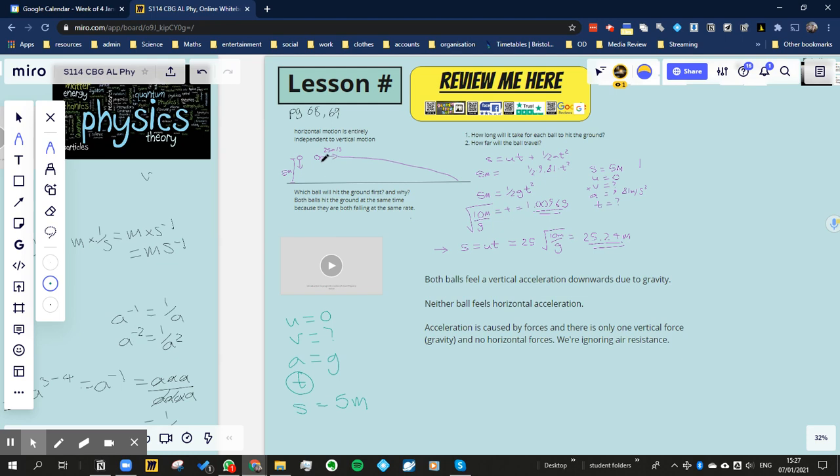And then I said, well, because horizontally it's traveling 25 meters per second, and we're assuming no air resistance in projectile motion, horizontally the speed is always 25 meters per second. So we would just multiply 25 by the original time, and that gives us the total distance of just over 25 meters. Okay.